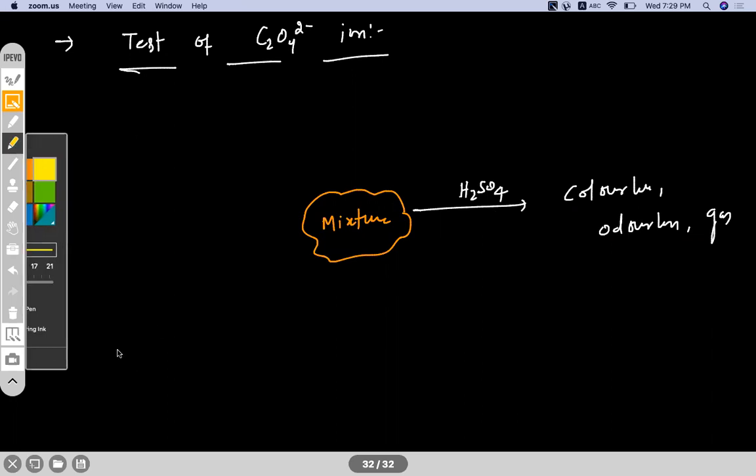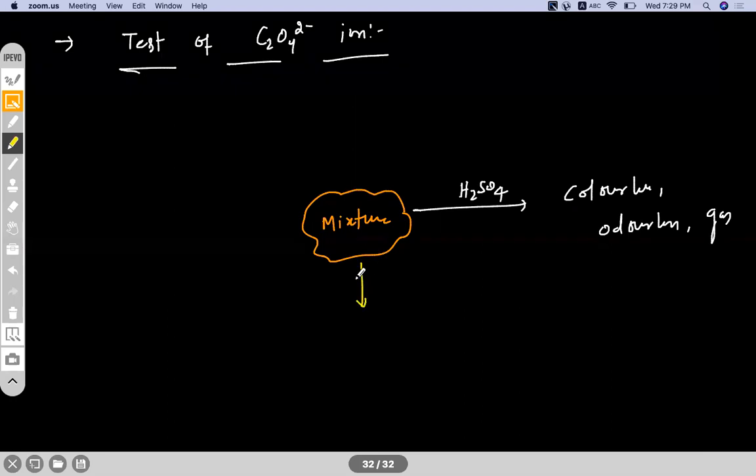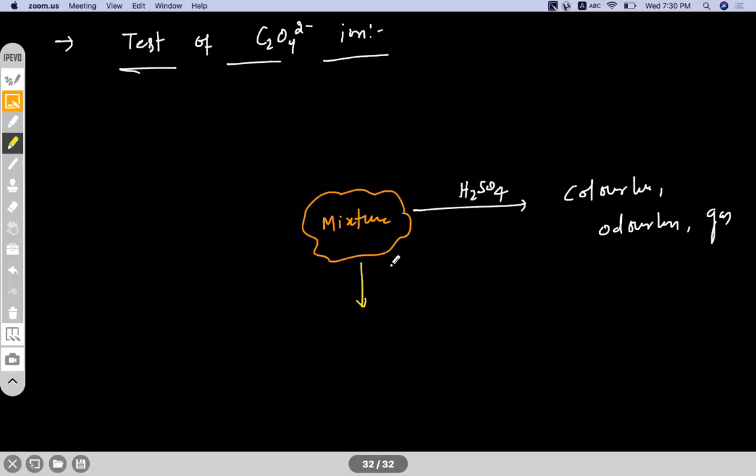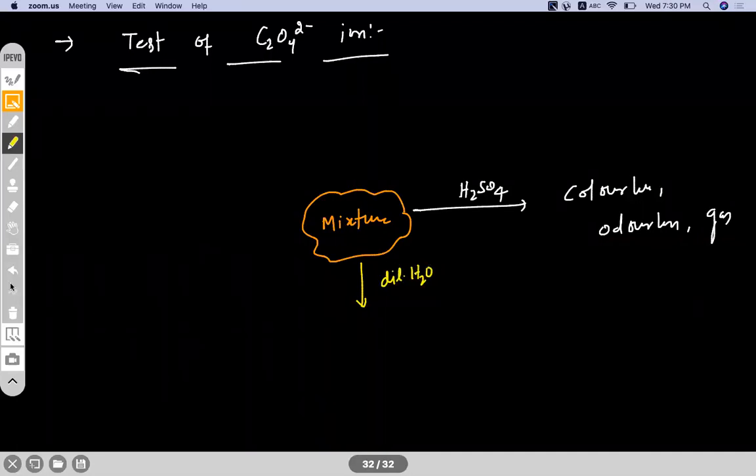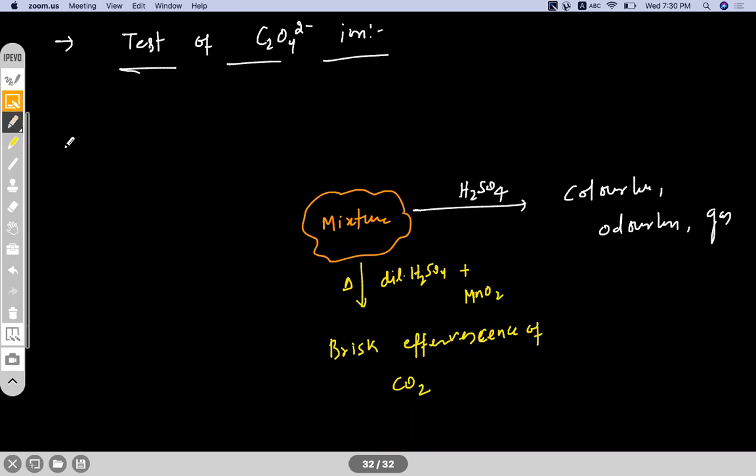Next is we add dilute H2SO4, and along with this, we are heating this also. We are heating this till the effervescence stops. And when the effervescence ceases, we'll add a small amount of MnO2. Technically, it is written a small pinch of MnO2 will do once the effervescence stops. Then what we observe here, brisk effervescence of CO2, which confirms the presence of oxalate ion.